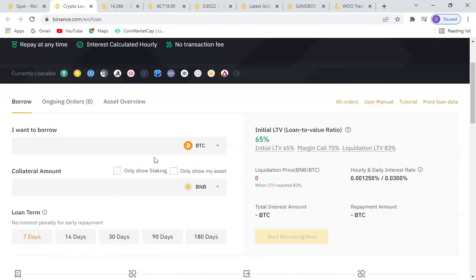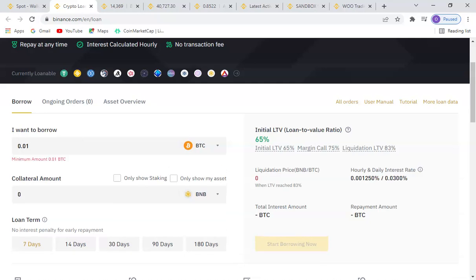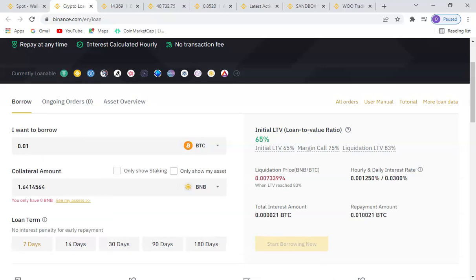BTC. So one thing you need to note is that as BTC is bearish, a lot of other cryptocurrencies are also bearish on the Binance trading platform. So you need to input the amount of BTC you want to borrow. For BTC, you can only borrow from 0.01 BTC to 2.2 BTC. So I'm going to input 0.01 BTC, which is the minimum amount of Bitcoin you can borrow.